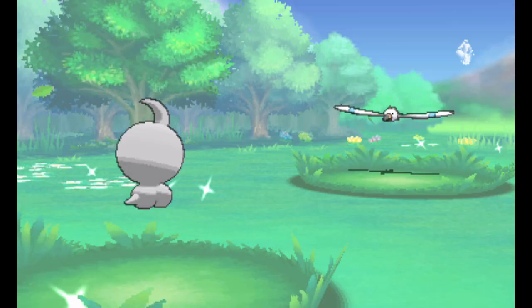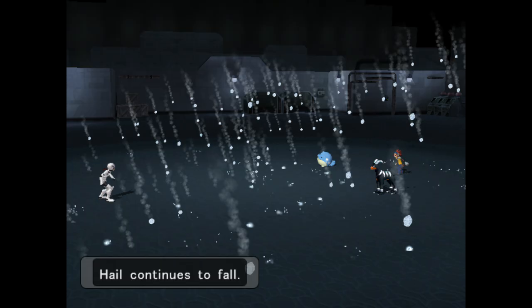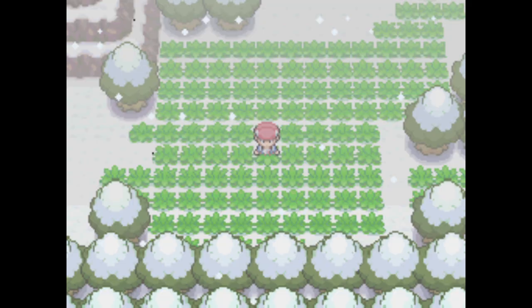As I explained, although hail and snow both form from frozen water, they are unlikely to occur side by side in the real world. Thunderstorms that produce hail almost never occur in temperatures that are low enough to produce snow. So, as for why Pokemon changed hail to snow, it just makes more sense because snow is more common in the real world due to the conditions that produce it being more common.